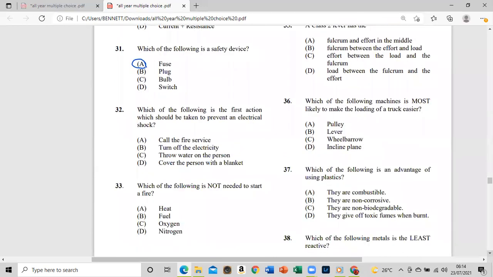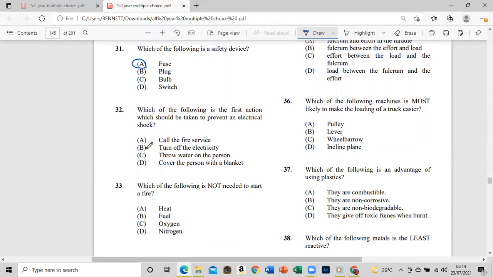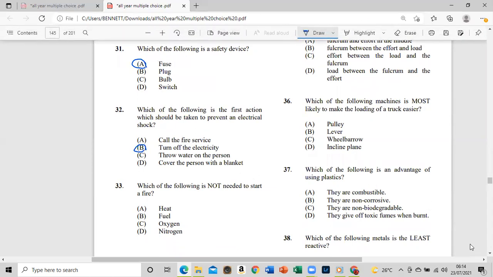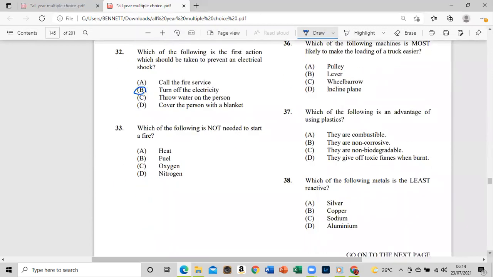Which of the following is the first action which should be taken to prevent an electrical shock? Call fire service, turn off the electricity, throw water on the person, cover the person with a blanket. Turn off the electricity, please. Turn it off. Guys, be careful of electricity. Very dangerous.